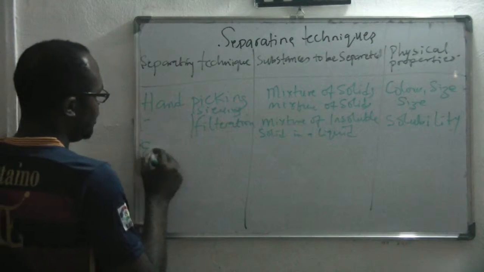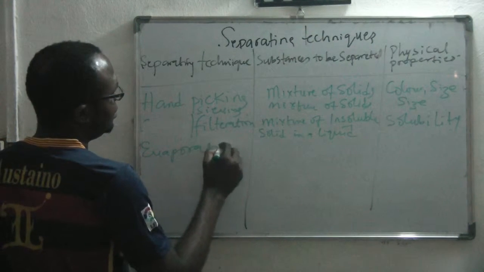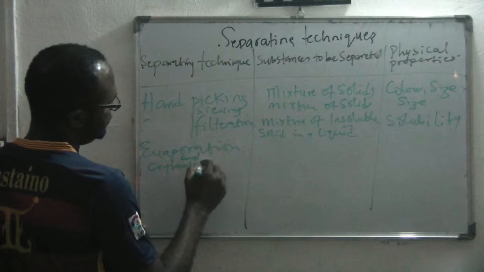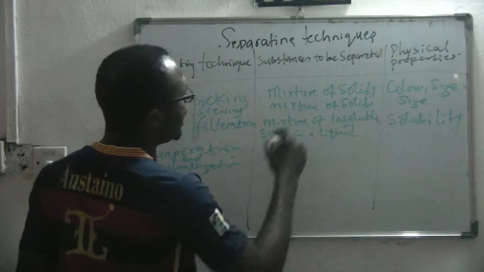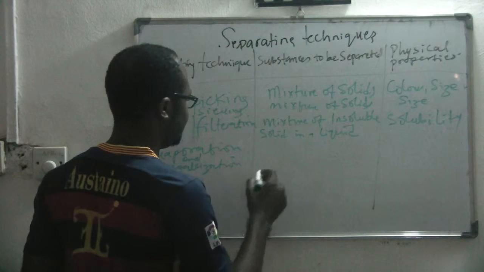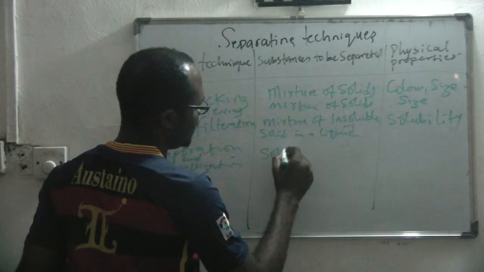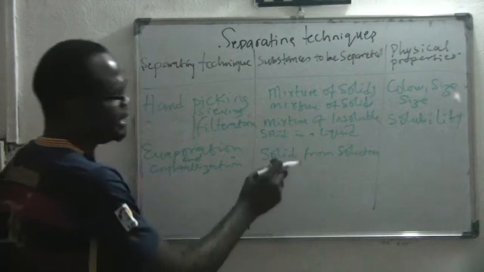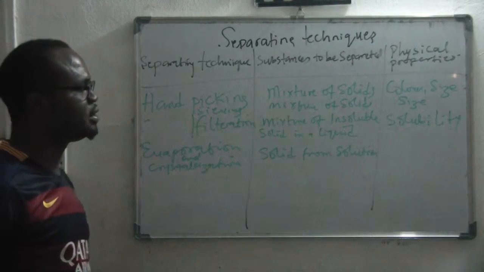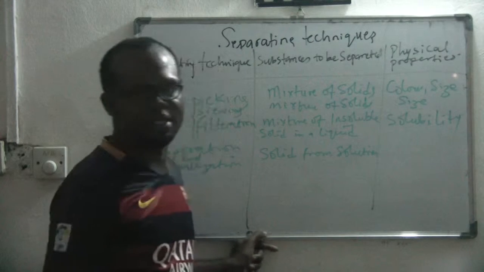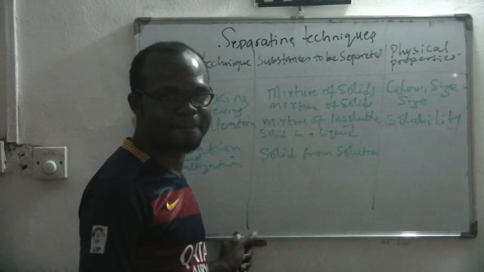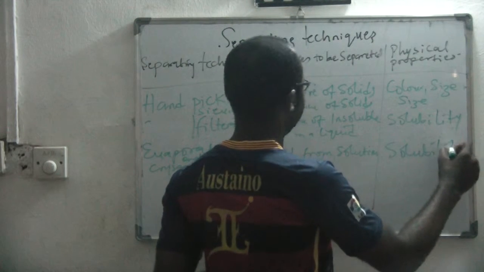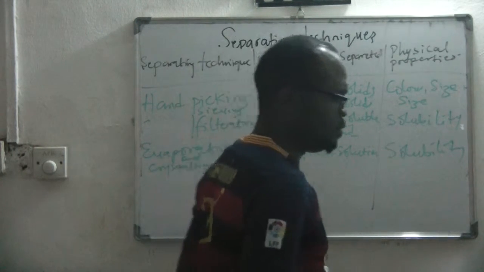Another one is what we call evaporation and crystallization. So what kind of substances do we separate? A solid from solution. So that's a soluble solid from solution. You use evaporation. So what kind of physical property is seen here? Solubility, isn't it? Yes.